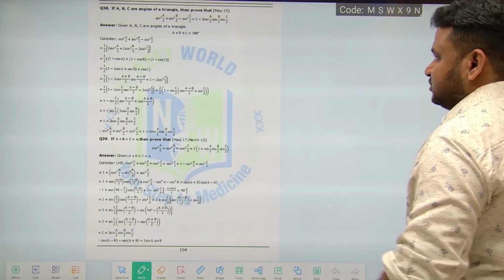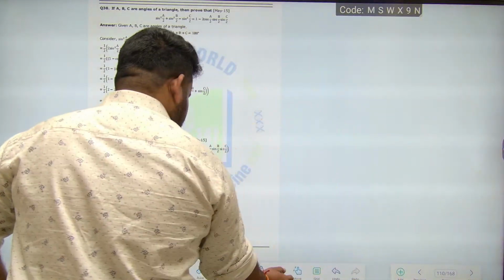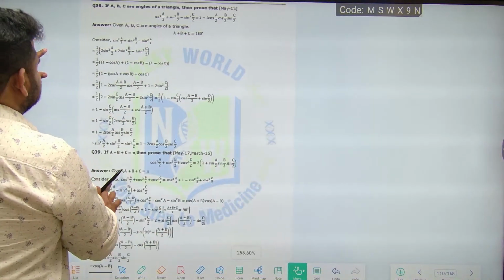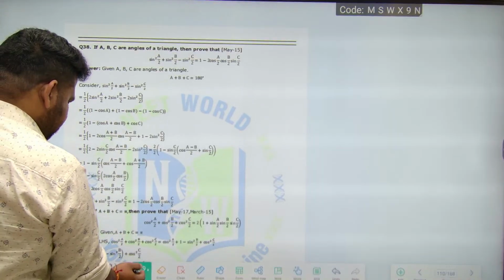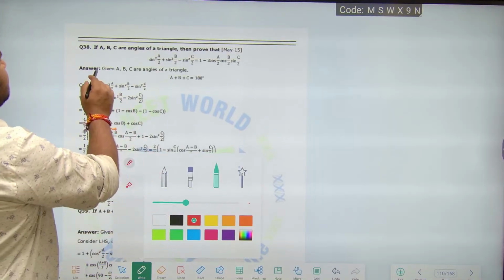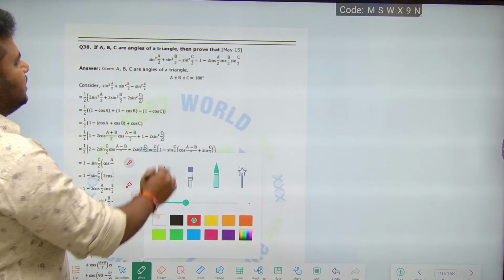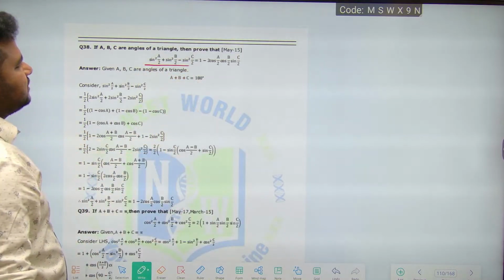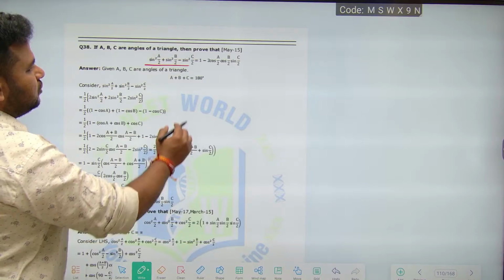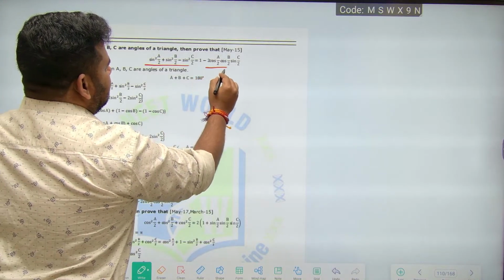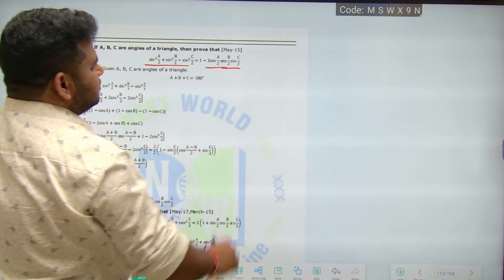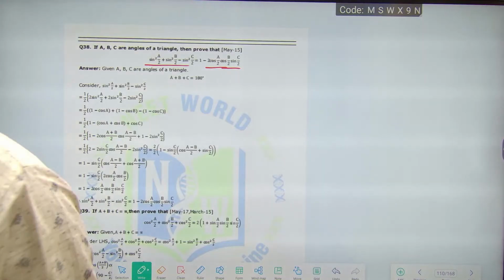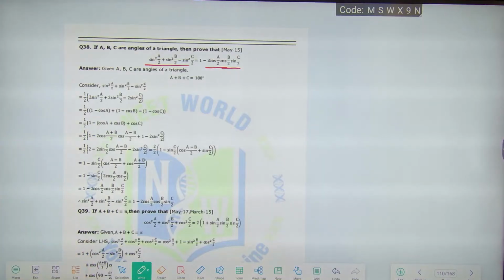Okay, we will solve this question, the 38th question. See, they are telling, if A, B, C are angles of a triangle, then prove that sin square A by 2 plus sin square B by 2 minus sin square C by 2 is equal to 1 minus 2 cos A by 2 cos B by 2 into sin C by 2. This is the question, friends.